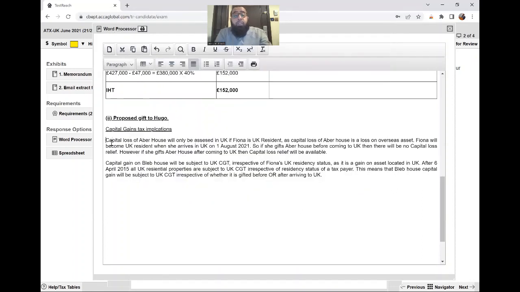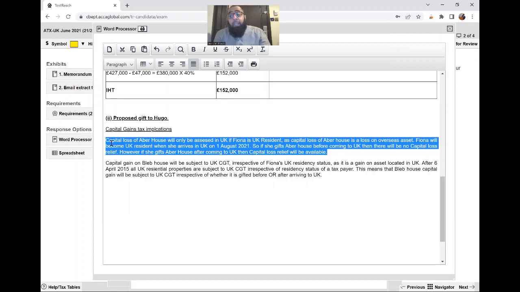So, first one was capital loss of Aber House. It is a capital loss on overseas asset. Now, in overseas asset, we are talking about overseas capital loss. It will only be assessed in UK if Fiona is UK resident. If Fiona is not a UK resident, this loss will not be assessed in UK. Okay? Because it's a loss on overseas asset.